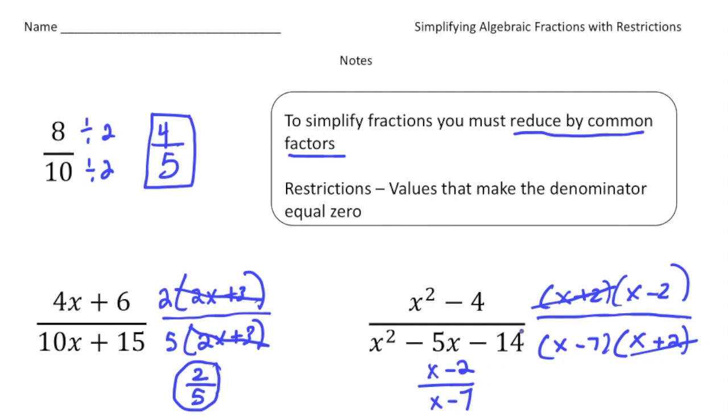Now I want to take 1 minute real quick and talk about what a restriction is. Okay, so a restriction is a value that makes the denominator equal to 0. Anytime you have a fraction, you're not allowed to have the denominator be 0. So in this case, to make this a 0, the x would have to be a 7, right? So that means x can be any number but 7. So 7 is the restriction for this one. Down here we didn't have a variable in the denominator, so there's no restriction, and same thing up here. But anytime you have a variable in the bottom, you have to figure out what number will make the denominator equal to 0, and that's what the restriction is.